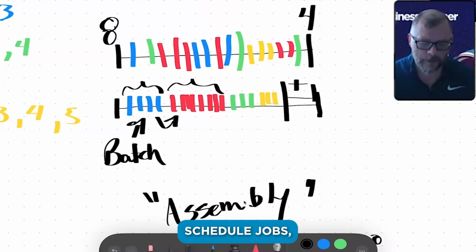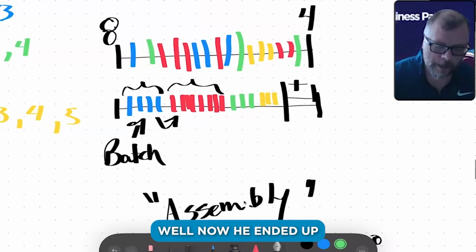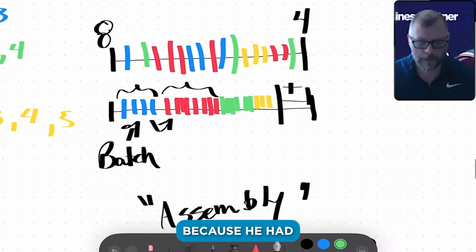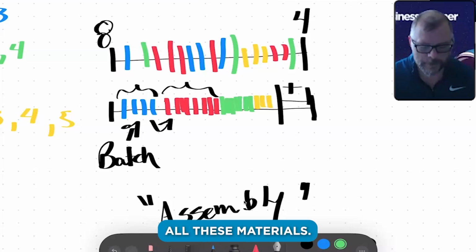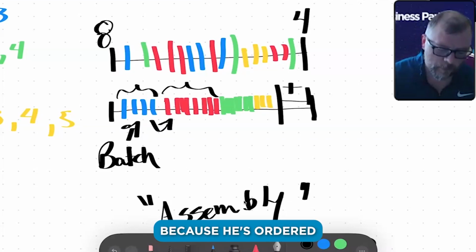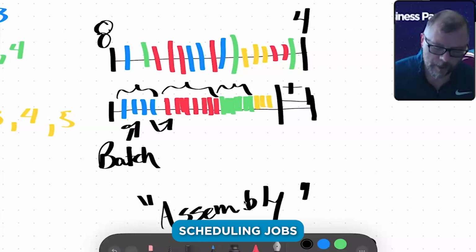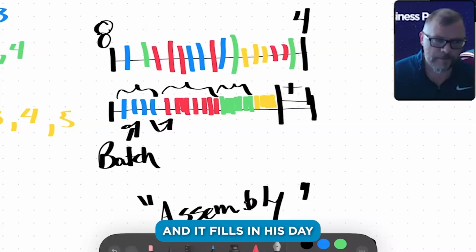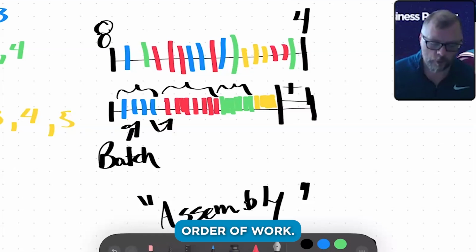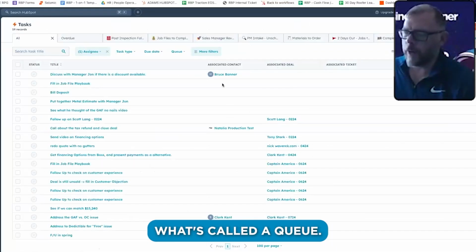And then because he scheduled jobs, well, now he ended up getting a bunch more greens because he has to order all these materials. And so then because he's ordered all those materials, now he can go into scheduling jobs or managing jobs or working with crews, and it fills in his day because it's an order of work. So in HubSpot, we create what's called a queue.